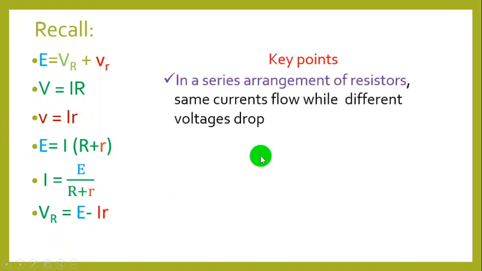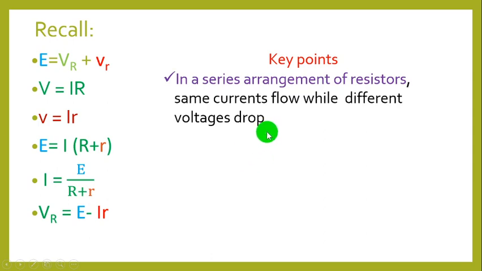However, the following two key points must be noted when you are solving calculation problems under current electricity generally, or under electromotive force, which we'll be talking about in this video. The first point is that when you have a series arrangement of resistors, the same amount of current will flow through each resistor, while different potential differences will drop across each one of them, depending on the size of the resistor.